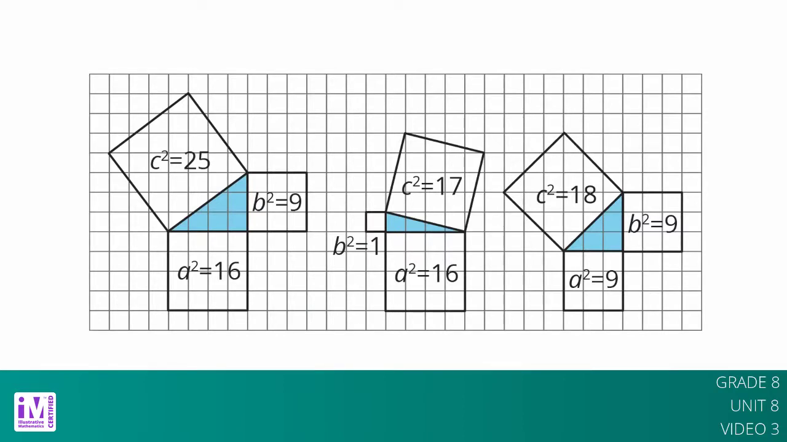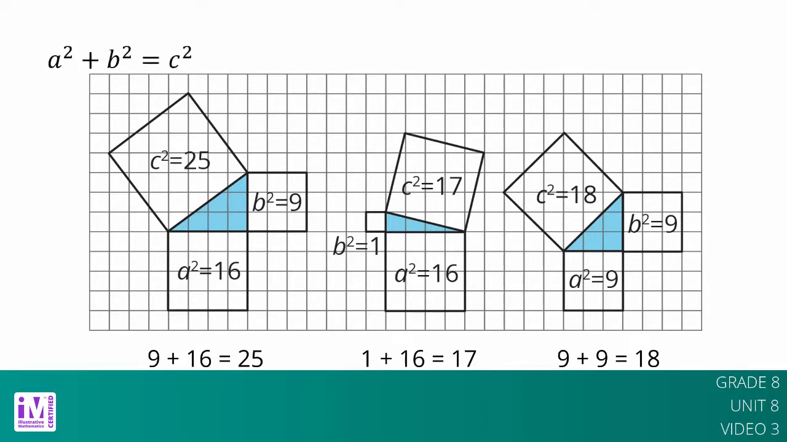Notice for these examples of right triangles, the square of the hypotenuse is equal to the sum of the squares of the legs. In the first right triangle in the diagram, 9 plus 16 equals 25. In the second, 1 plus 16 equals 17. And in the third, 9 plus 9 equals 18. Expressed another way, we have a squared plus b squared equals c squared. This is a property of all right triangles, not just these examples, and is often known as the Pythagorean theorem.